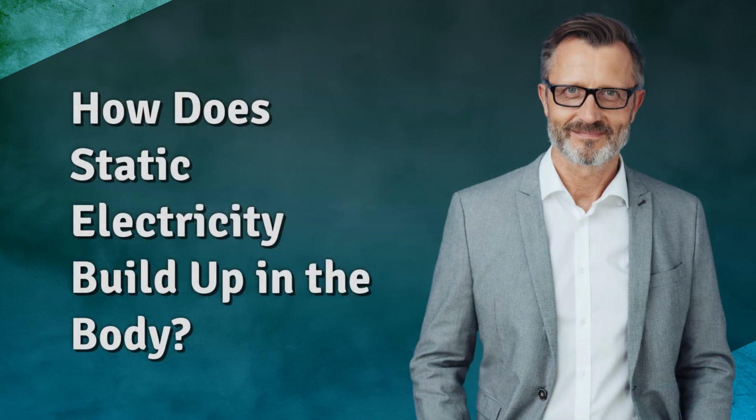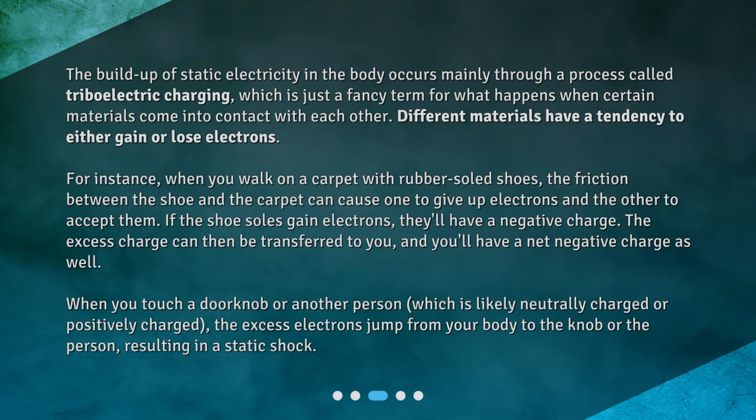How does static electricity build up in the body? The buildup of static electricity in the body occurs mainly through a process called triboelectric charging, which is just a fancy term for what happens when certain materials come into contact with each other. Different materials have a tendency to either gain or lose electrons. For instance, when you walk on a carpet with rubber-soled shoes, the friction between the shoe and the carpet can cause one to give up electrons and the other to accept them.